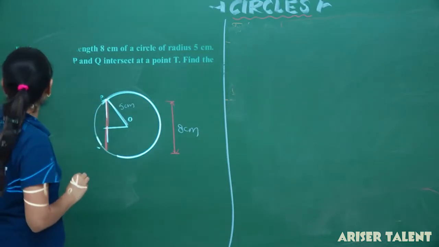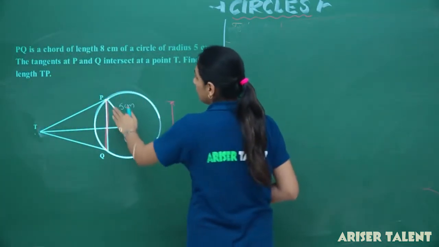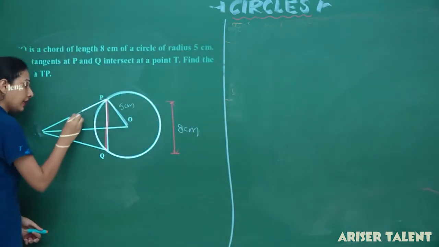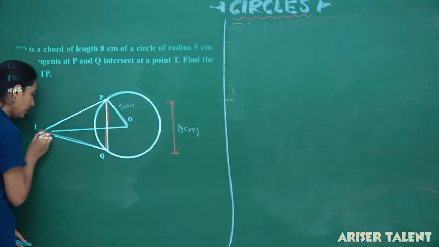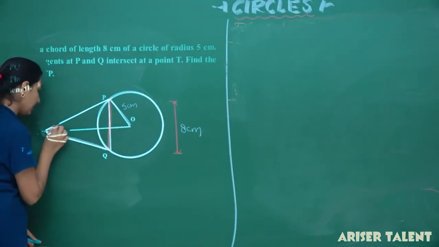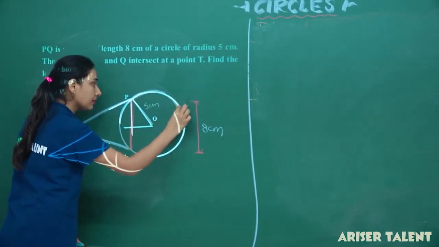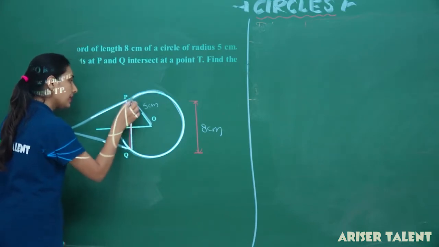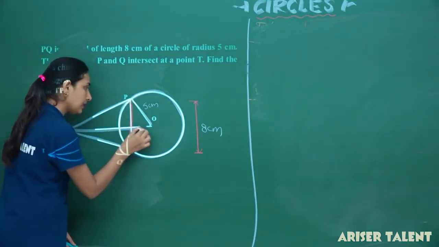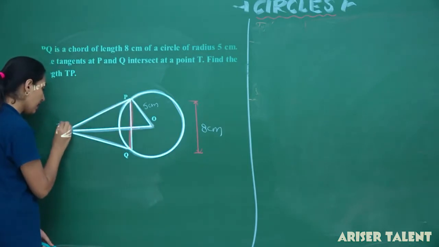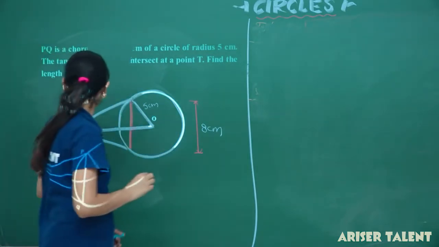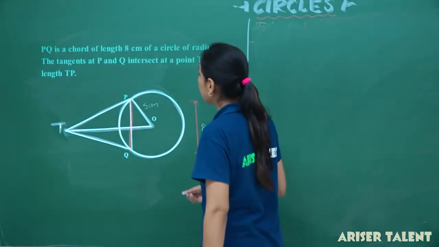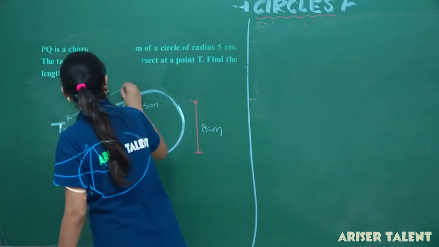Okay. Now, the tangents at points P and Q intersect at a point T. So I have these tangents, and they are intersecting at a point, and this point is T. So I have this point T here. T is here, P is here, Q is here and O is here. Now it is saying find the length TP. Now I have to find this length.